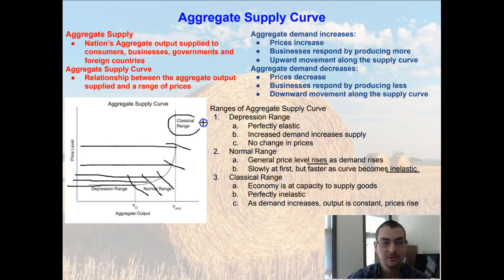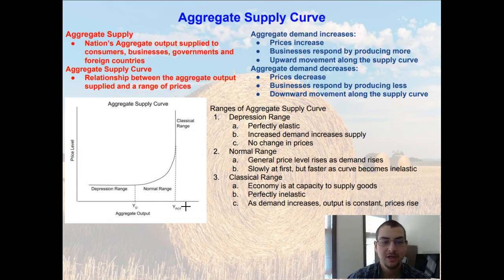In this last range, we have what's known as the classical range. And this is when the economy is at its capacity to supply goods. So down here we see this little Y pot. Well, that stands for Y potential. That's the output potential of the United States. That is the maximum amount that a particular economy, not even just the United States, can produce given its resources. So it's at its capacity to supply these goods. It can't produce any more. That's the Y potential. That is the total amount.